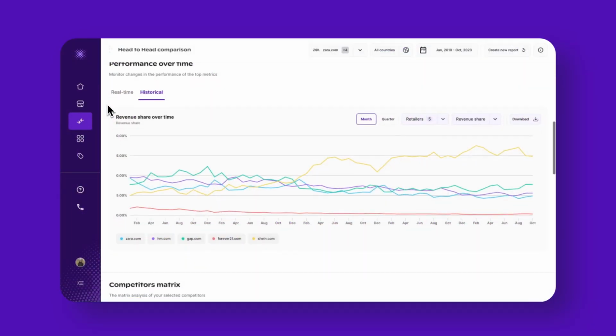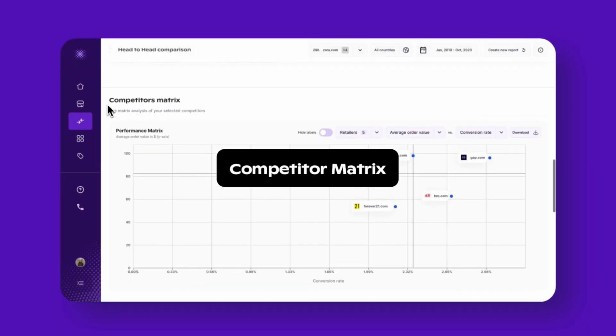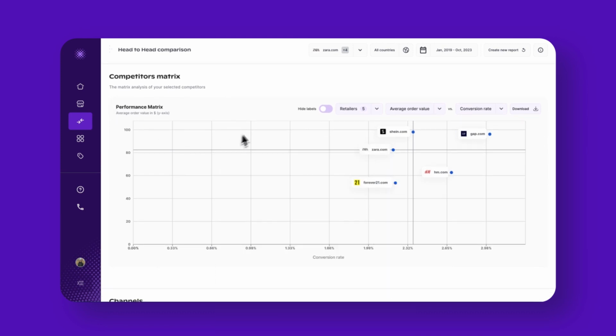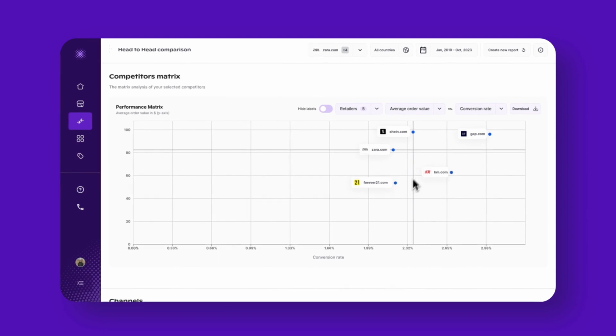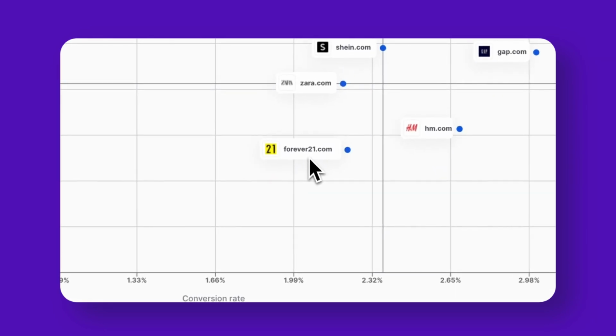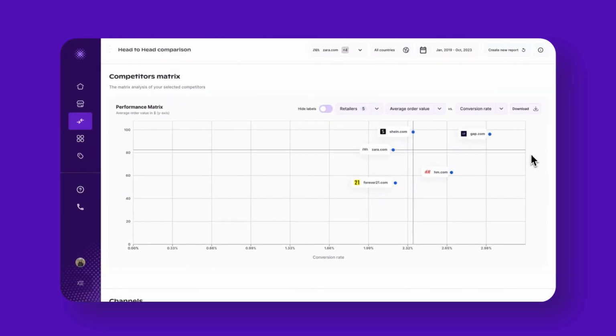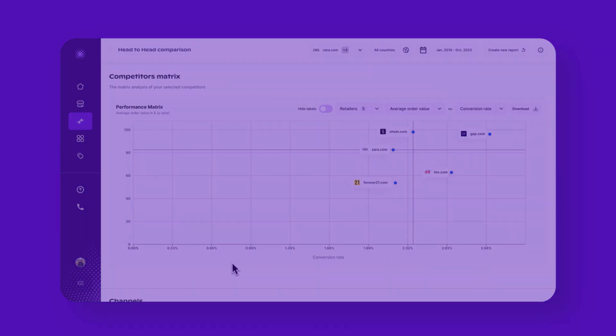Our competitor matrix also gives an overview of the landscape of your competitive set and allows you to compare the performance of two metrics at once. We can think of those in the top right quadrant of the chart as we see here as the top performance, whereas those in the bottom left quadrant can be classed as the laggards of the group. Here we can see Gap is leading away with the best conversion rate, but it is Shein with a slightly larger AOV. Now, Forever 21 is lagging in both the metrics, and this helps explain why it's the lowest performing domain in the entire set.